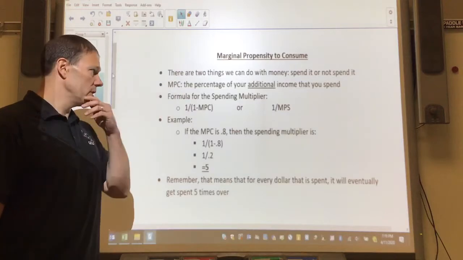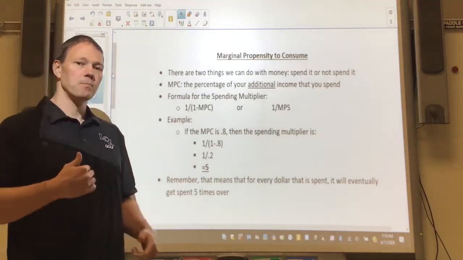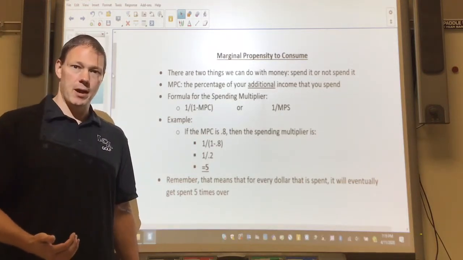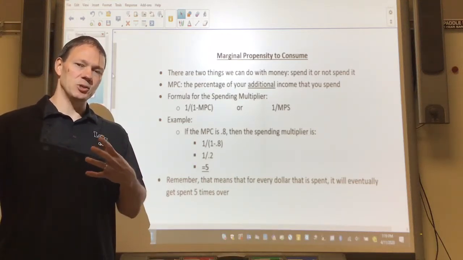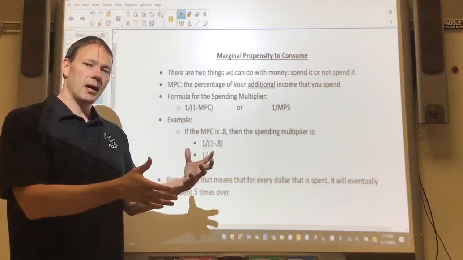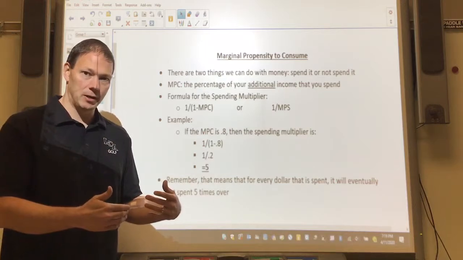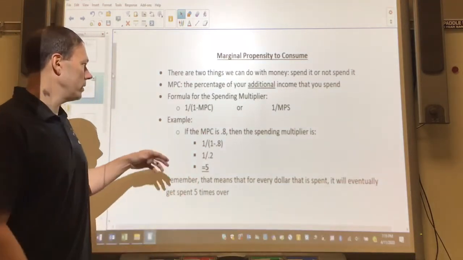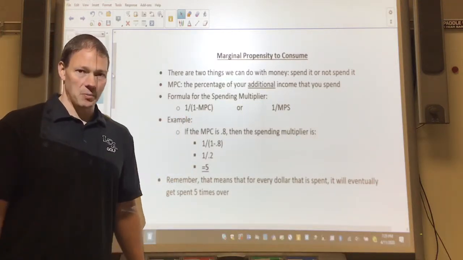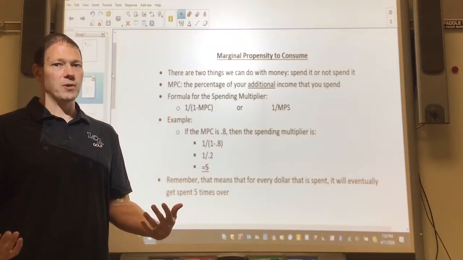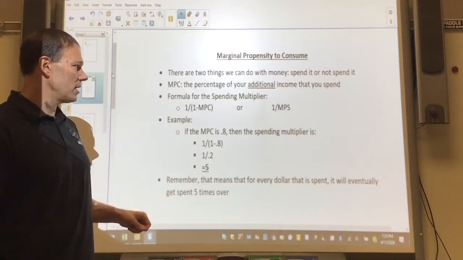The reason this is important is because it factors into what we call the spending multiplier. The idea is that when money is spent, it's not just spent one time. It's spent again, and again, and again. So for every dollar spent, you see a multiplier effect where GDP increases by more than that initial spending. The formula for the spending multiplier is usually 1 over 1 minus the MPC. I say usually because more often than not, they give you the MPC and ask you to calculate. So, 1 over 1 minus the MPC.